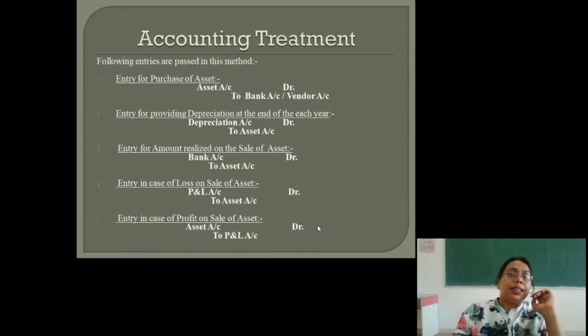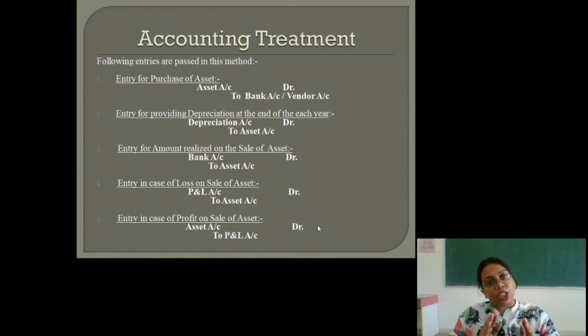Now moving towards the accounting treatment, or the journal entries, of this particular method, the fixed installment method. What journal entries do we pass while preparing the depreciation account? The following entries are passed in this method. The first entry is for the purchase of the asset: asset account debit to bank account. Why? Because the asset is being purchased through the bank, so we will credit the bank account.